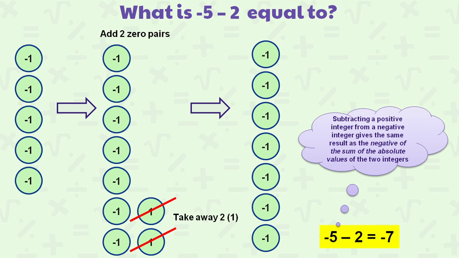Subtracting a positive integer from a negative integer gives the same result as the negative of the sum of the absolute values of the two integers.